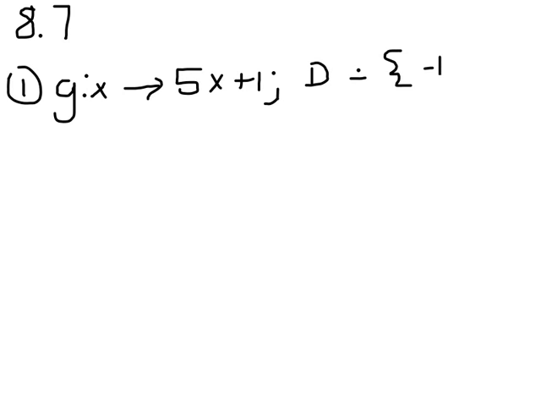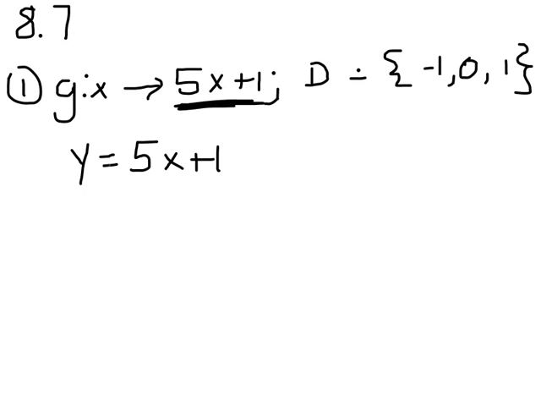All right. So when they first start out here, you're going to notice, look at number 1. It says g(x) = 5x + 1, and then it's got D equals, and then in the brackets, negative 1, 0, 1. Here's what this is. The way you have been seeing the equation, they've been writing y = 5x + 1.